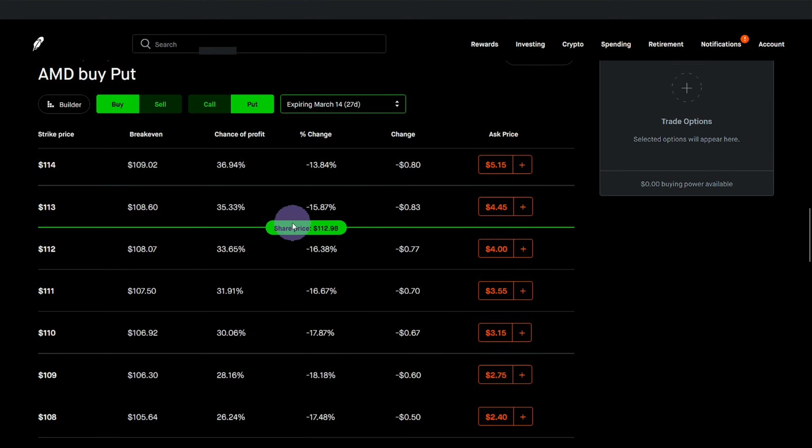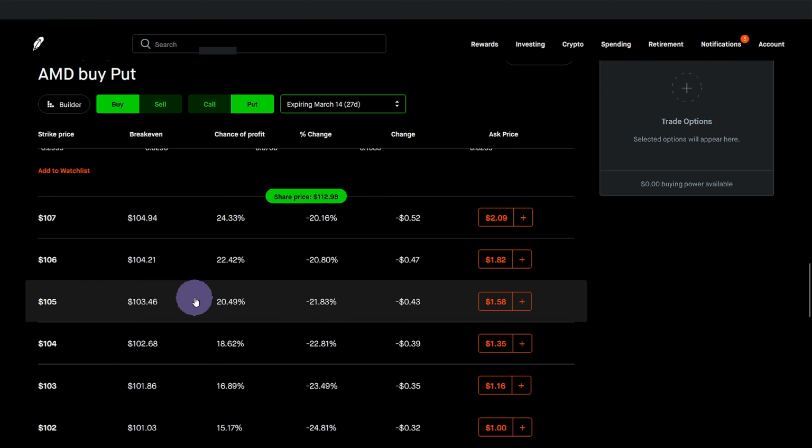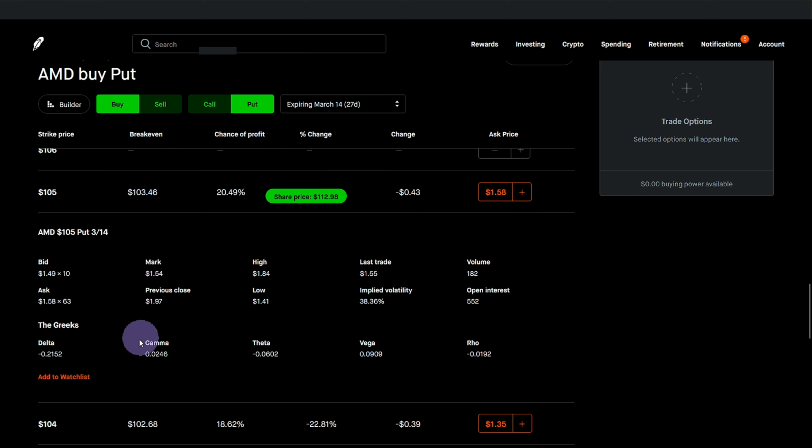If we change the expiration date out further, say we pick something about a month out, March 14th, we're going to see that that same $105 strike that was $75 before is now going to cost more. We can see that it's now $158. And if we look at the delta on this, it's going to move $21 for every dollar that AMD moves up or down. And again, that also makes sense. Before, we only had 13 days for the stock to move. Now we've got 27 days.